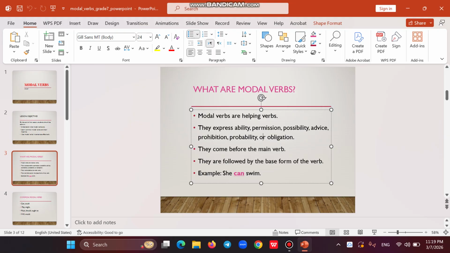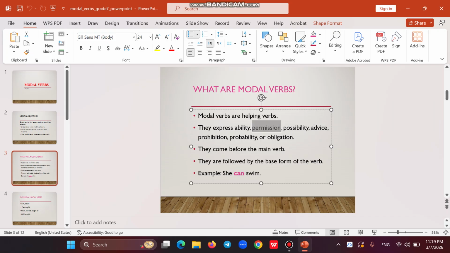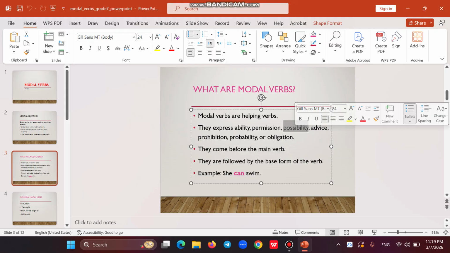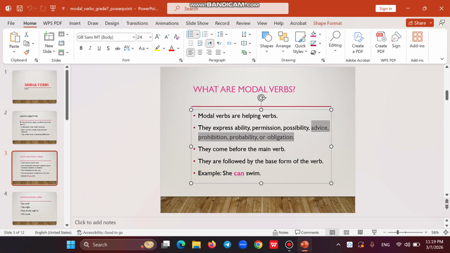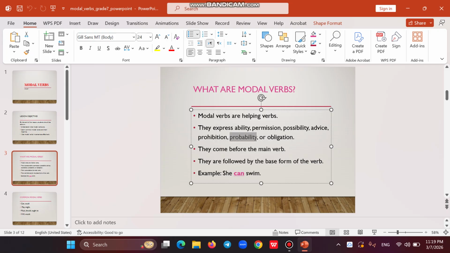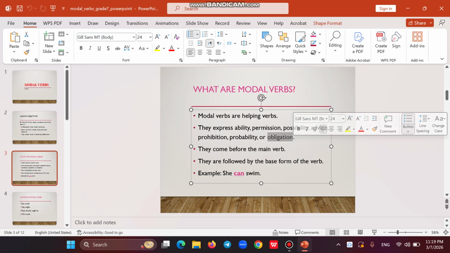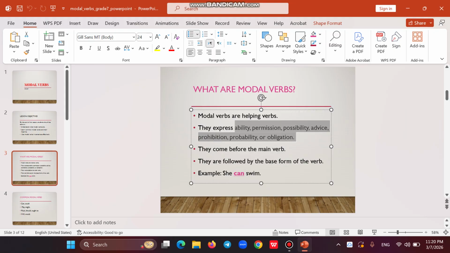They express ability, and we said in class ability means القدرة, permission اللي هو الإذن, possibility يعني الإمكانية, it might happen, advice you know it نصيحة, prohibition I said يعني it means المنع when someone prevents you from doing something, probability يعني كمان احتمالية, or obligation when someone forces you to do something. Okay, so they express these different meanings.